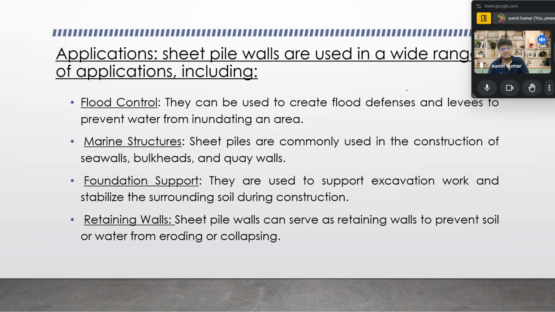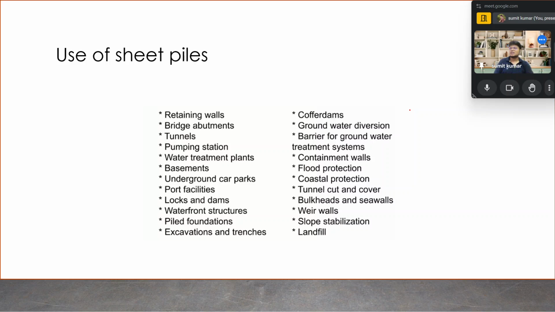The third is the foundation support, as they are used to support the excavation work and stabilize the surrounding soil during the construction. Okay, this we have already discussed when I have drawn a circular cross section in which some foundation work is going on for the construction of bridges. And as we move ahead, we talk about the retaining walls. In the retaining wall, a sheet pile wall can serve as a retaining wall to prevent the soil or the water from eroding or collapsing. This we also have gone across in our very first study.